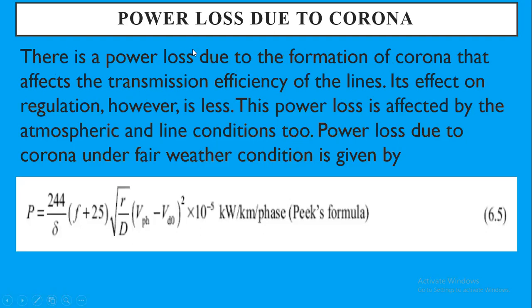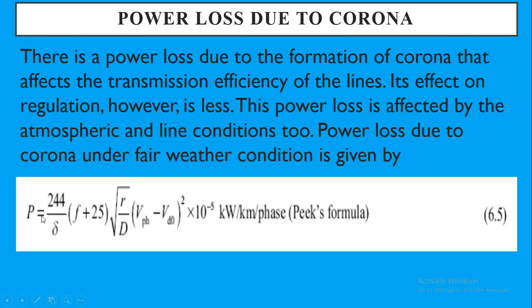There is a power loss due to the formation of corona that affects the transmission efficiency of the lines. Its effect on regulation, however, is less. This power loss is affected by the atmospheric conditions and line conductors too. So the loss is very much less, but as per the analysis of the power transmission, we need to understand the value of the loss. So that's the reason we need to calculate the corona loss.